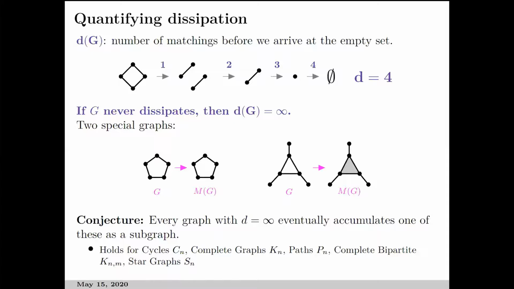There are 2 special cases to consider, this pentagon on the left and this triangle with 3 pendant edges on the right. These are the only 2 graphs that return themselves after the matching operation. Our conjecture is that every graph with an infinite D value eventually accumulates one of these 2 special graphs as a subgraph. We have confirmed this for various well-known families of graphs.